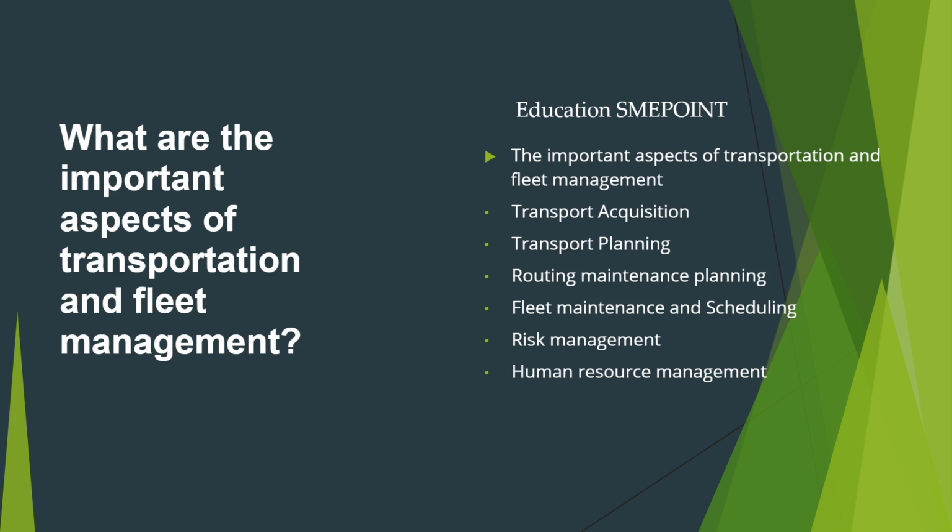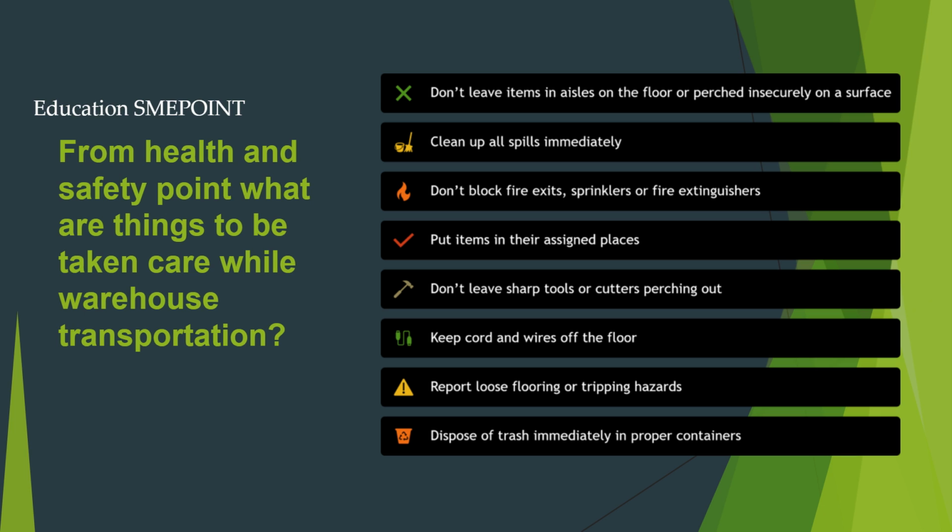What are the important aspects of transportation and fleet management? The important aspects of transportation and fleet management are transport acquisition, transport planning, routing, maintenance planning, fleet maintenance and scheduling, risk management, and human resource management. From a health and safety point, what are the things to be taken care of during warehouse transportation?